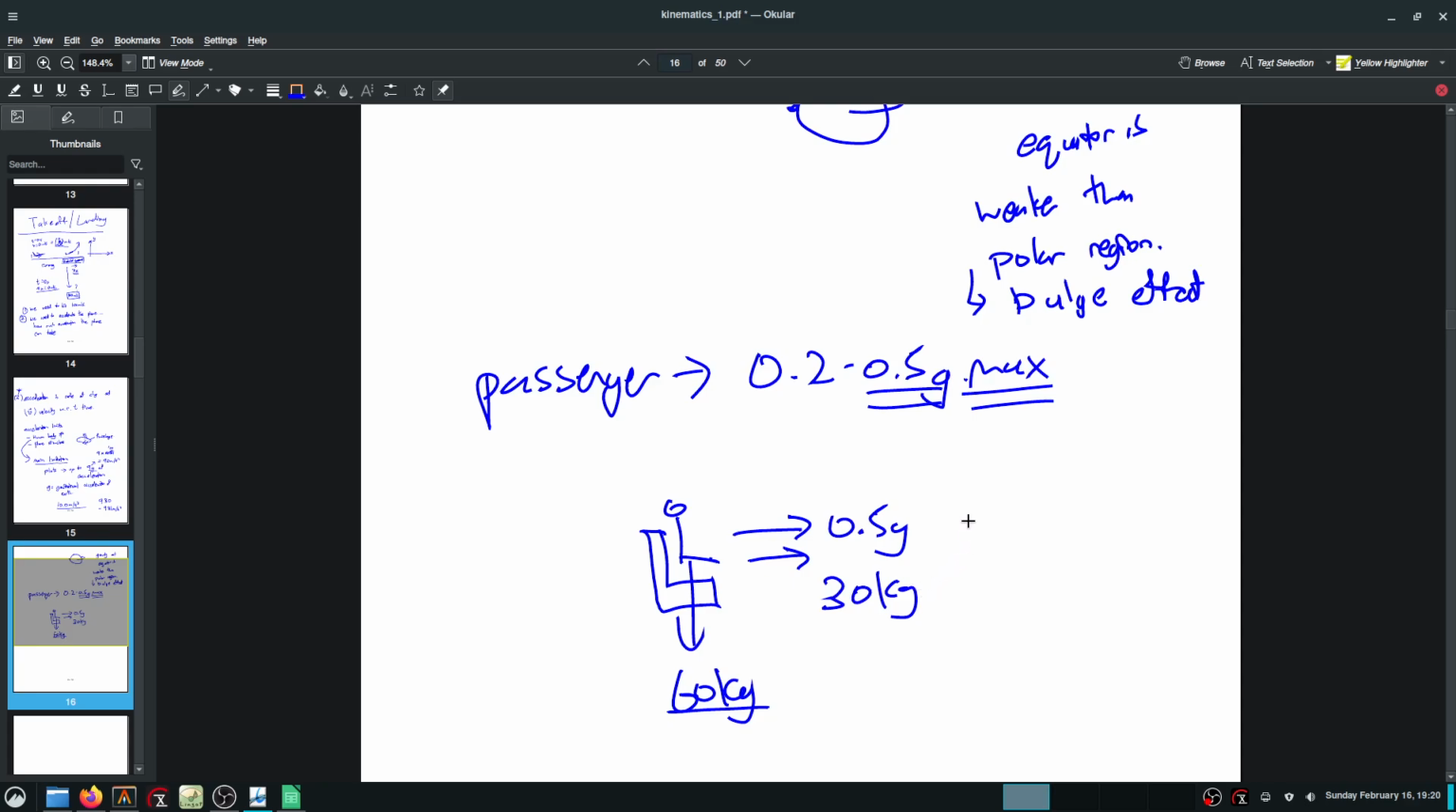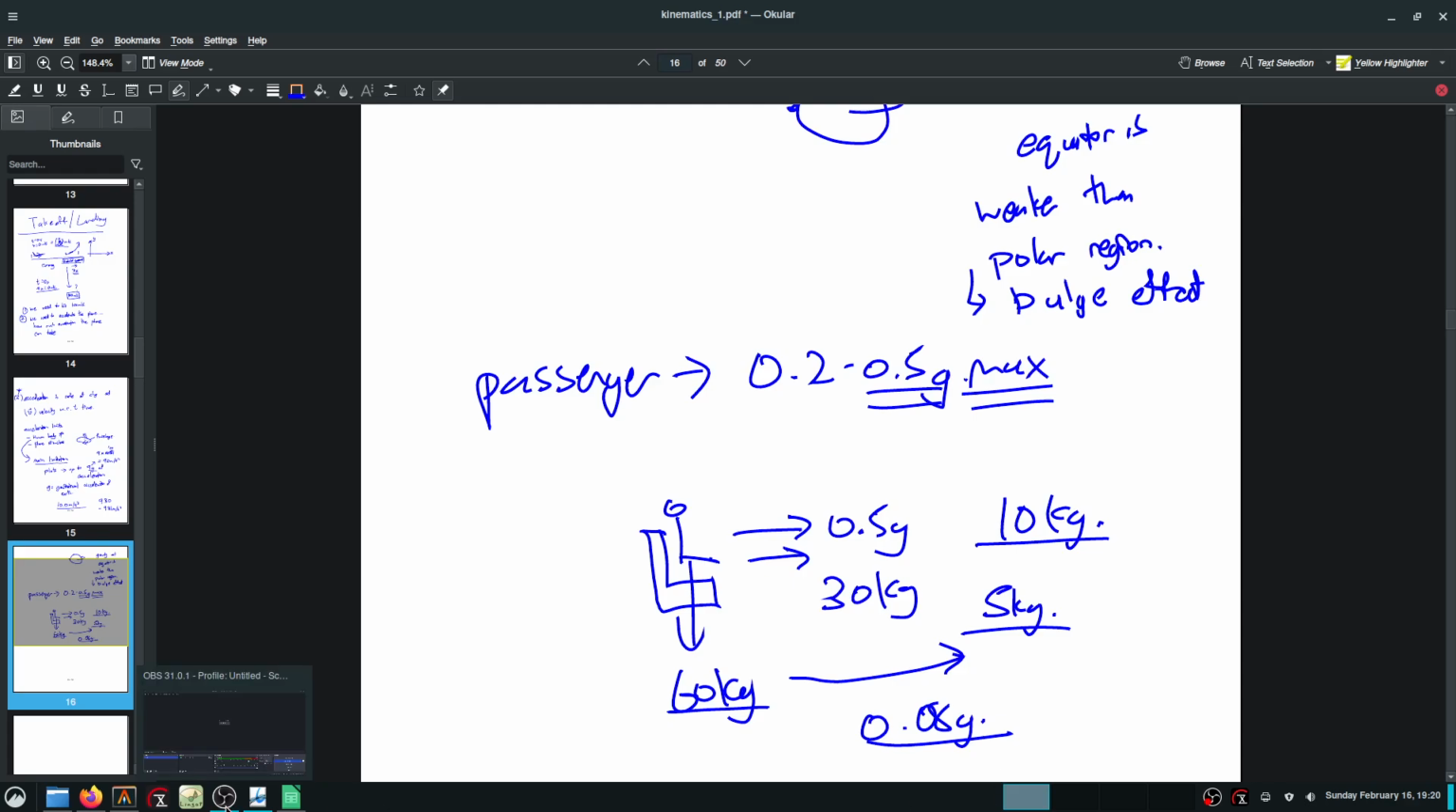In fact, I don't even think you want to have 10 kilograms. I don't think that's comfortable. Maybe 5 kg. 5 kg is more comfortable, right? So for 5 kg, maybe this is what 0.08 G. Yeah, this is maybe something comfortable for airline.